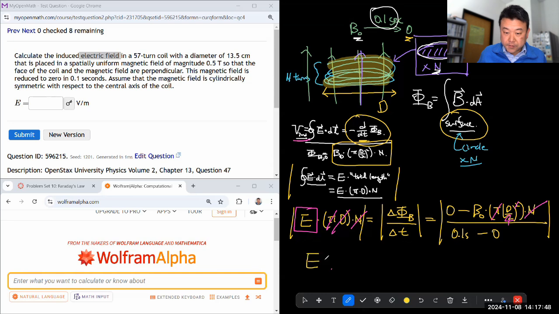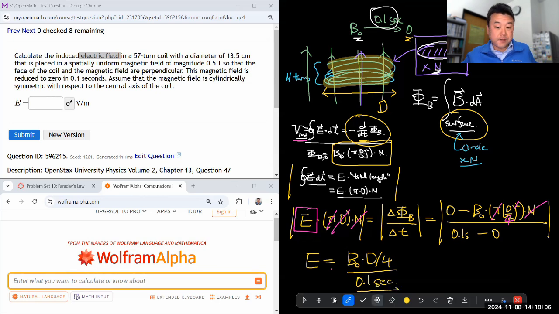So let me write down the simplified version here. The electric field is equal to B naught times D divided by 4, again taking the absolute value, divided by the amount of time we were given, 0.1 second. Let's plug in the numbers and make sure I didn't make any mistakes. B naught, 0.5 Tesla, times the diameter, 13.5 centimeters. Because I'm using Wolfram Alpha, I'll just let it convert units. Divided by 4. I didn't need to use 57 turns because n canceled out. Divided by the amount of time, 0.1 second.